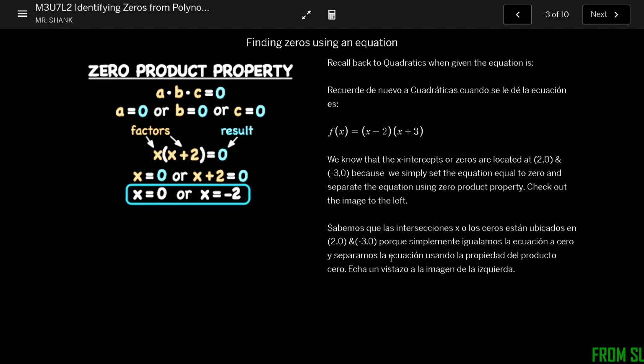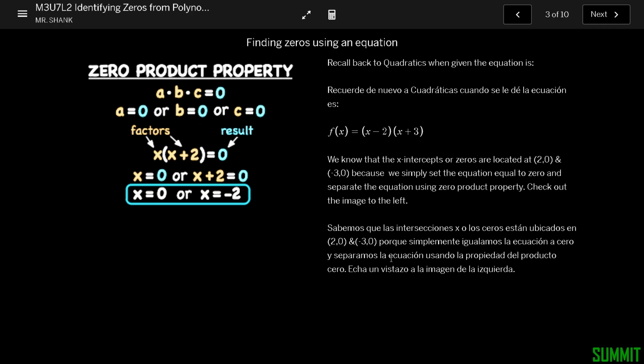But it looks like this. Just to recall some ideas that we had before, it says recall back to quadratics when we were given this equation. Let's say we had f of x equals (x minus 2)(x plus 3). We know that the x-intercepts or zeros are located at (2, 0) and (negative 3, 0) because we simply set the equation equal to 0 and separate the equation using the zero product property.